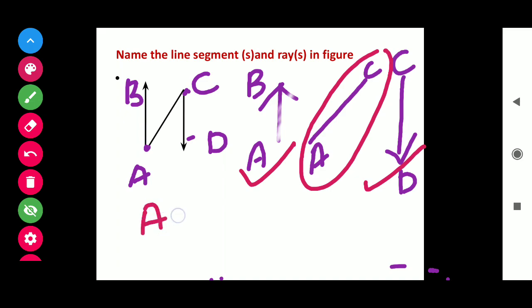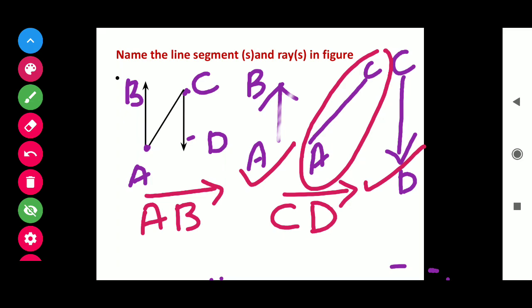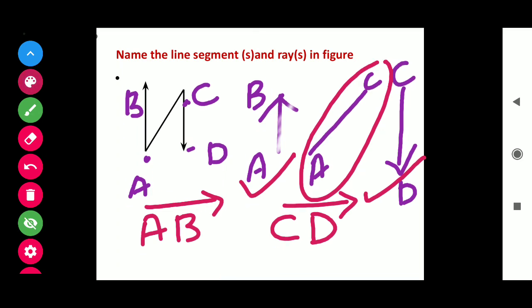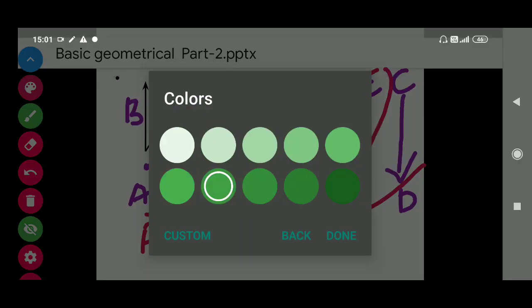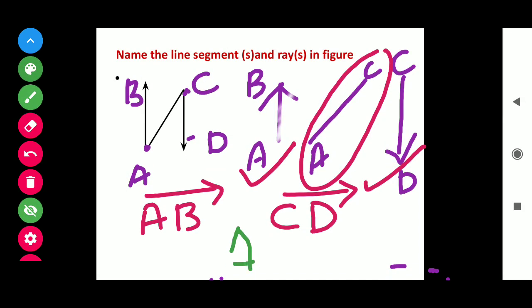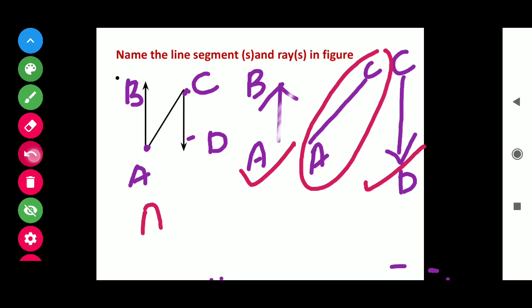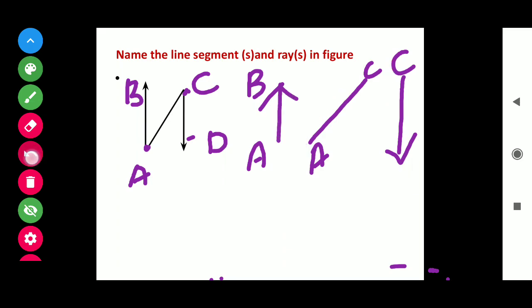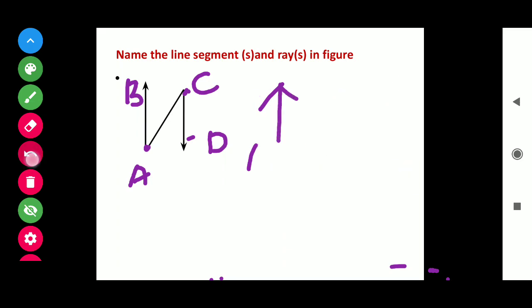Ray AB. Second one is ray CD. And AC is a line segment. So like this we can find out. Again I will explain you how it will be there, so you can understand properly.